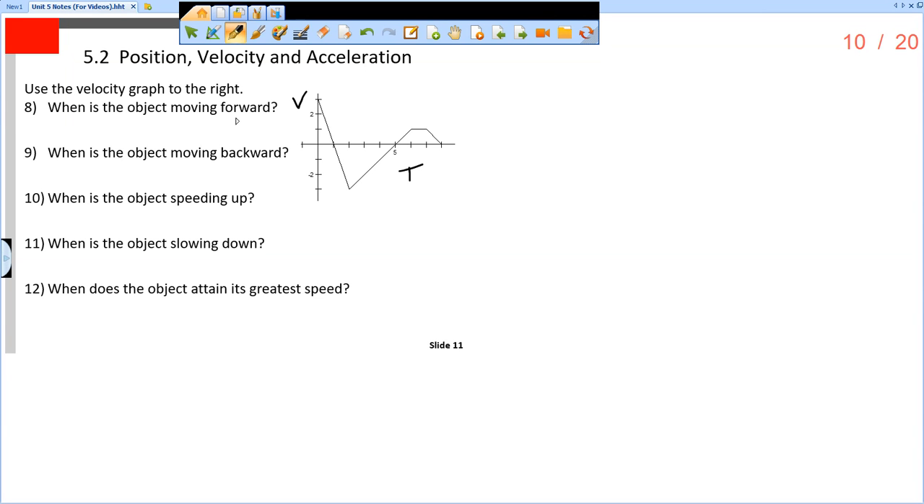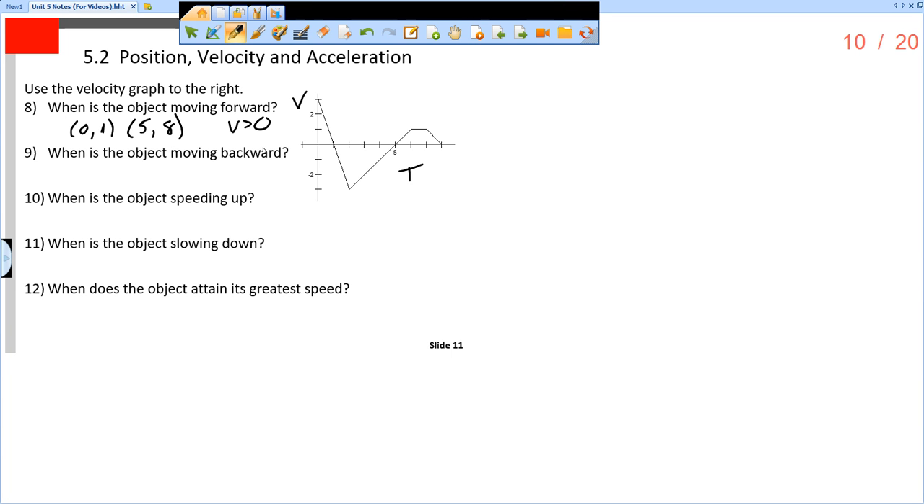When is the object moving forward? Remember, moving forward means that distance or displacement is increasing, so velocity must be positive. So wherever this graph is positive, from 0 to 1, and then from 5 to 8. Remember, whenever v is greater than 0.